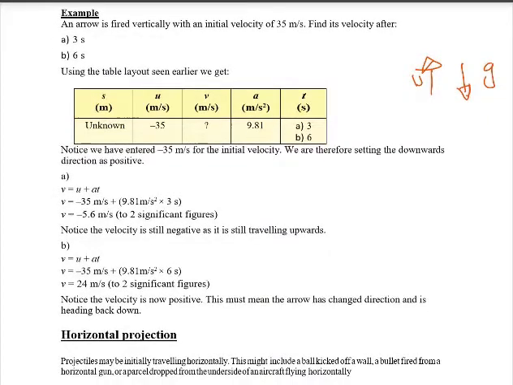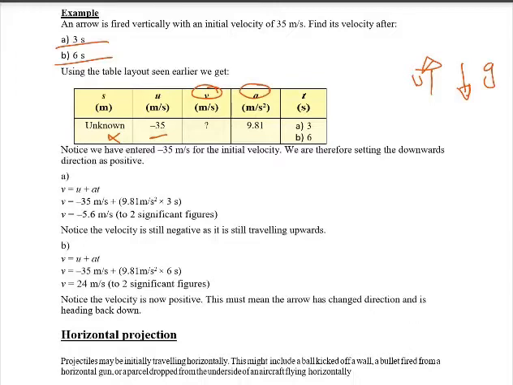Let us see one example. An arrow is fired vertically with an initial velocity of how much? 35 meters per second. Find its velocity after what? 3 and 6 seconds. Using the table layout seen earlier, let us take out the givens. For the first, s is not given, the initial velocity is given, and you are asked to determine what? The final velocity after 3 seconds and 6 seconds, and the acceleration due to gravity is also known.